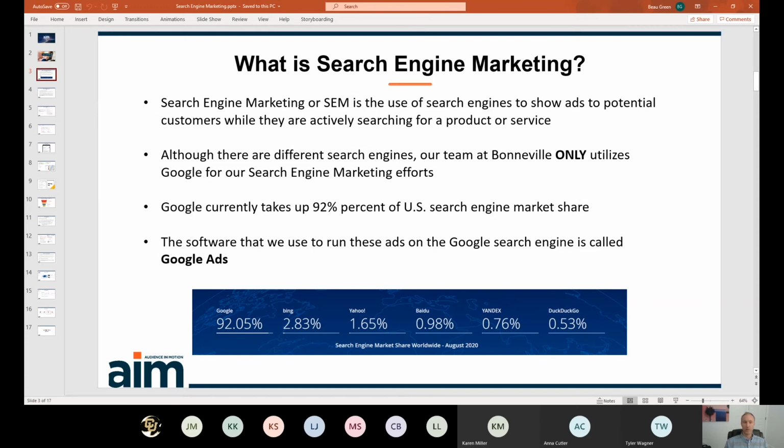The software that we use to run these ads on the Google search engine is called Google Ads. It used to be called Google AdWords, so you might hear some people refer to it as Google AdWords, but they recently rebranded and it's simply called Google Ads.